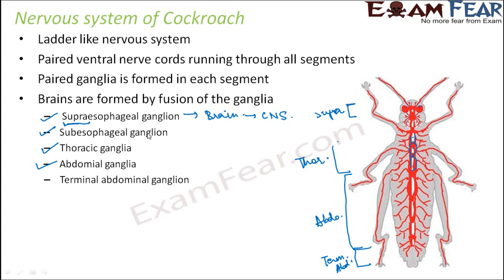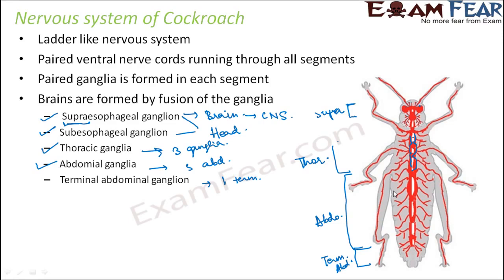So basically, the head region will have these two, supraesophageal and subesophageal. This is present in the head region. When I talk about the thoracic ganglia, there we actually see 3 ganglia in the thorax region. Talking about abdominal ganglia, there are 5 abdominal ganglia and 1 terminal abdominal ganglion. So here just 1 ganglion and here 5. That is how the ganglia are present throughout the body of the cockroach.